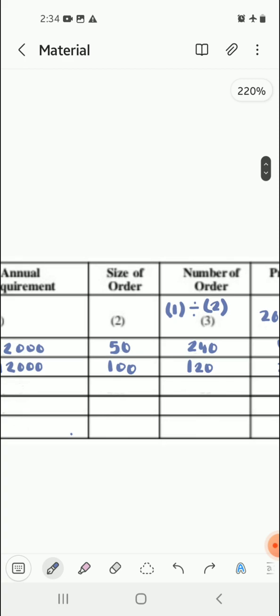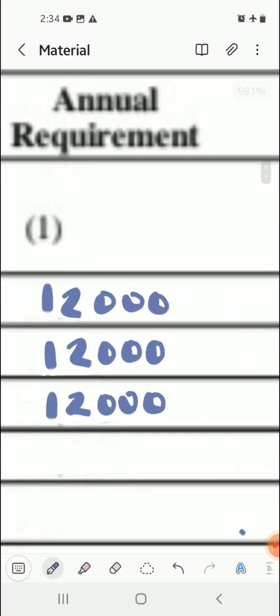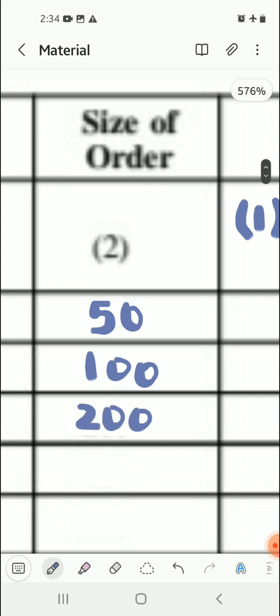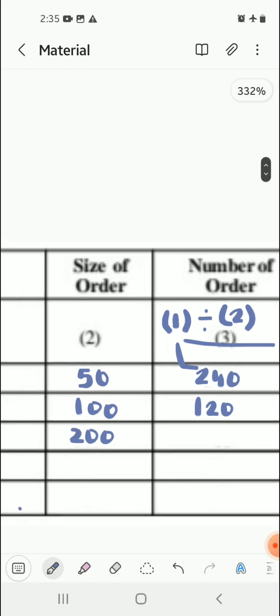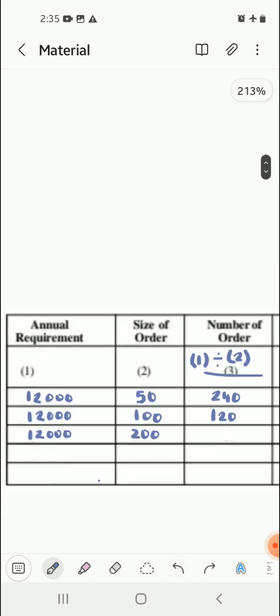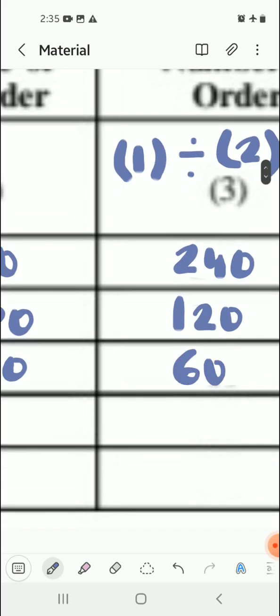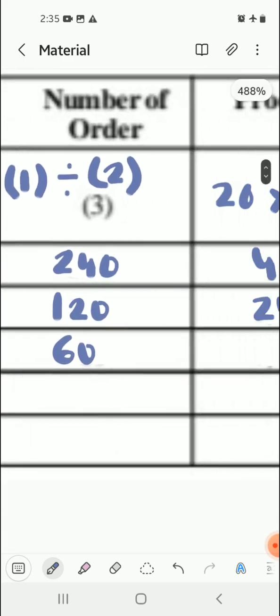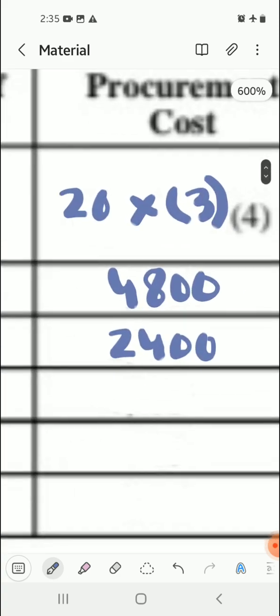Now we will further increase it. Annual requirement remains the same, so it will be 12,000. Now I further increase the order size to 200. So 12,000 divided by 200. Once we do it, we are going to get 60. Now multiply it, 60 into 20, that will be 1200.